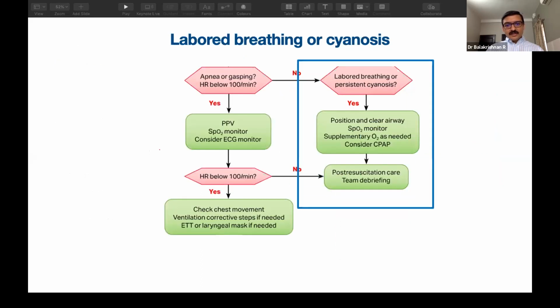So now that the baby is breathing, if the baby's breathing is labored or the baby is having persistent cyanosis, what should we do? Again, we go back to the basics: position the baby, clear the airway, and very important, we connect a saturation monitor and we give supplementary oxygen based on the saturation. And if the baby is having increased work of breathing, then we should consider CPAP.